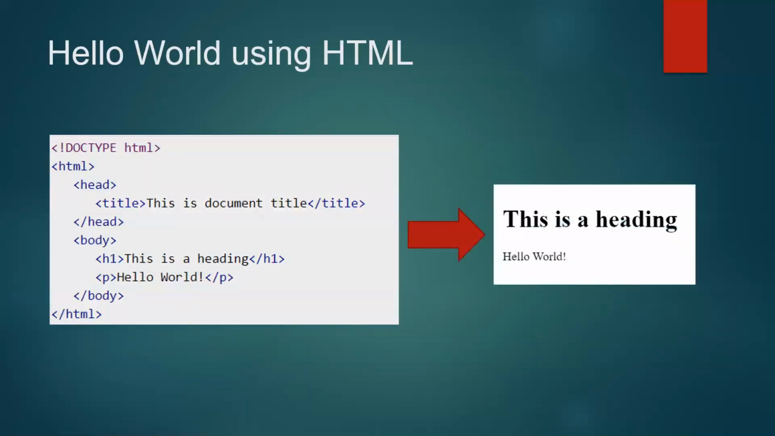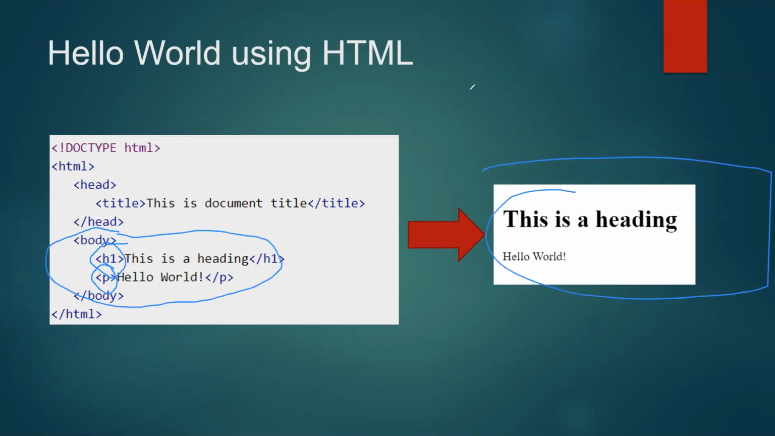First, what we have here is a head, the title of this document, and the body. It's using an H tag. This is an H1 tag, and this is a paragraph tag inside the body. So the result is this: a heading and hello world.